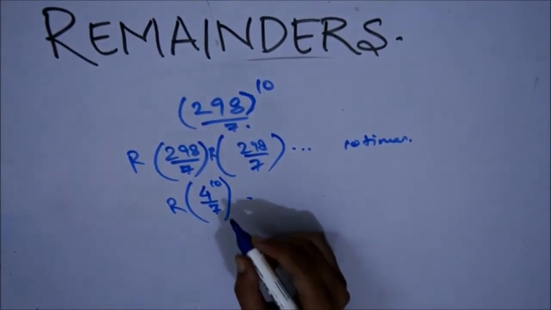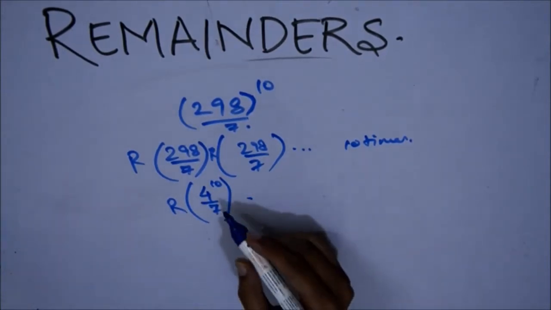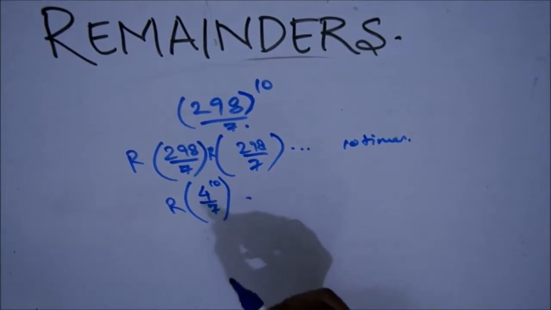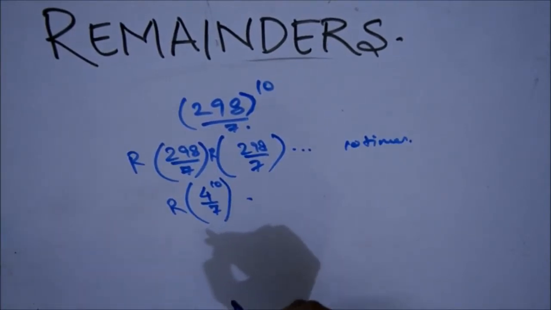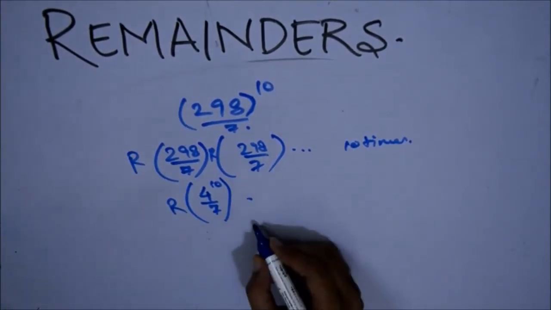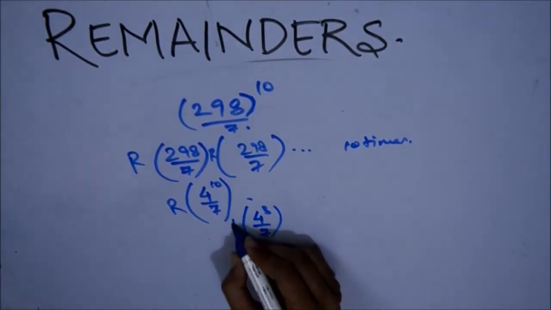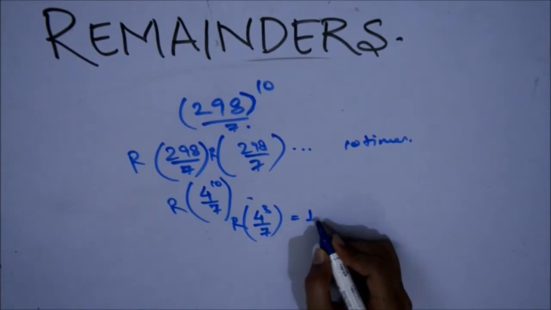Now one simple way of doing this is you find a power of 4 which will give you 1 as a remainder when divided by 7. Like in this case, the remainder of 4 cube by 7 is 1.